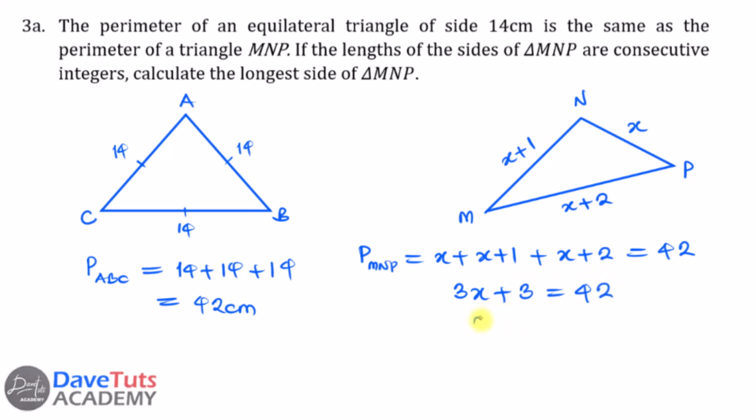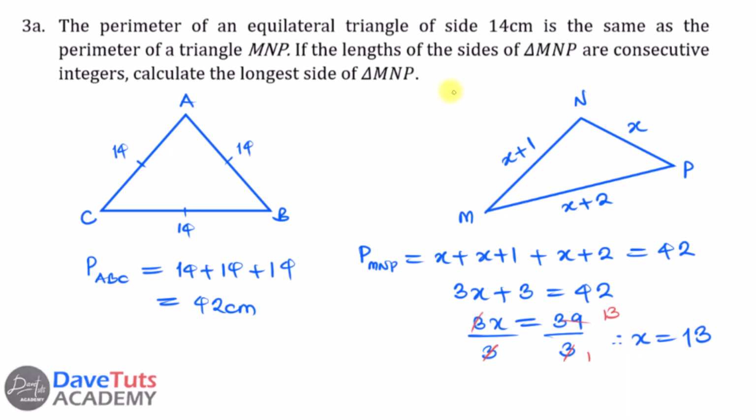And then 3x will be 42 minus 3, and that will be 39. So if we divide by 3, we can just get the value of x to be 13. So we can say from here x is nothing but 13.